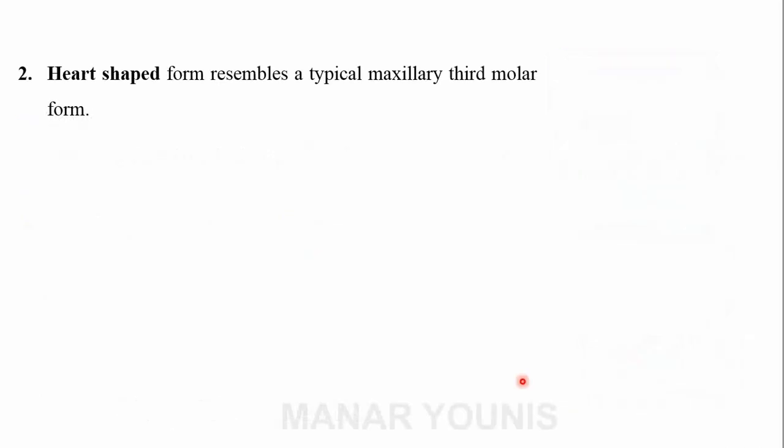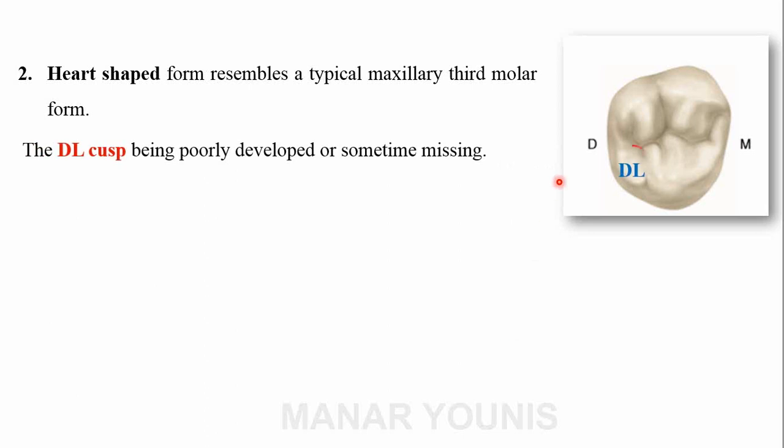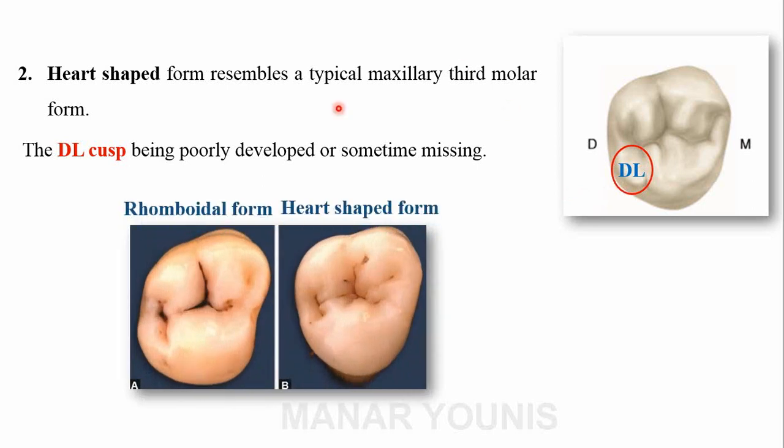The second form, which is less common, is the heart-shaped form, resembling a typical maxillary third molar form. In this form, the distolingual cusp is poorly developed or even sometimes missing. So you can see here there are two forms. The most common is the rhomboidal form, resembling maxillary first, and the second form is the heart-shaped form with a small distolingual or even absent distolingual cusp with only one large lingual cusp. This is called the heart-shaped form.